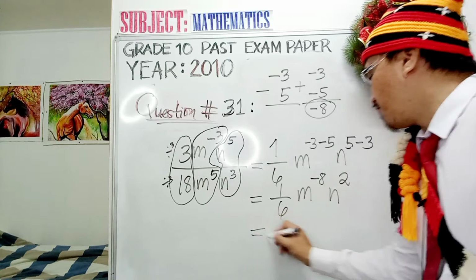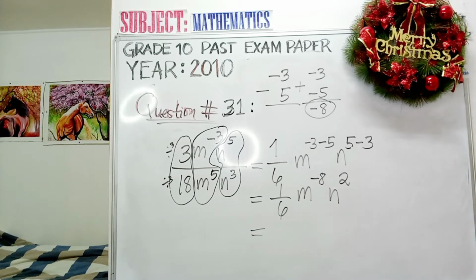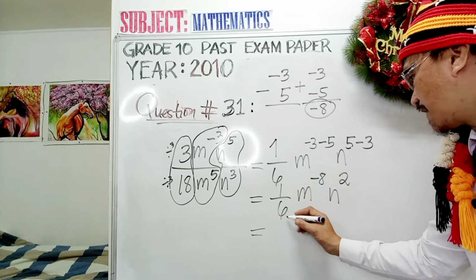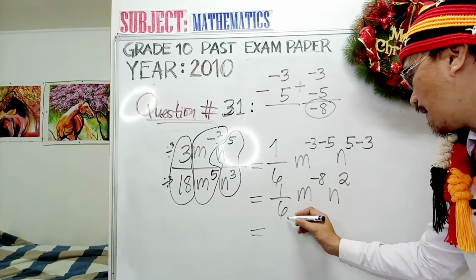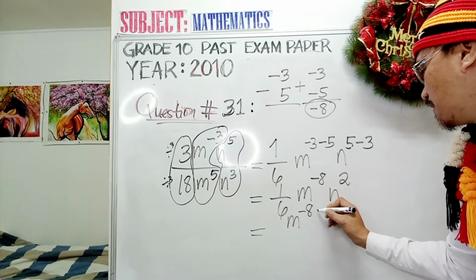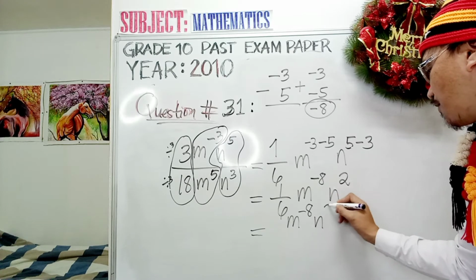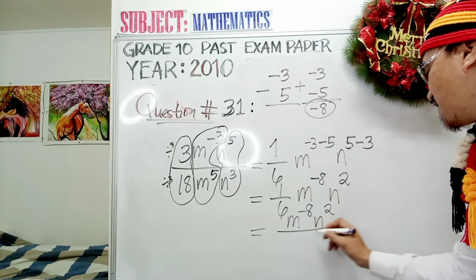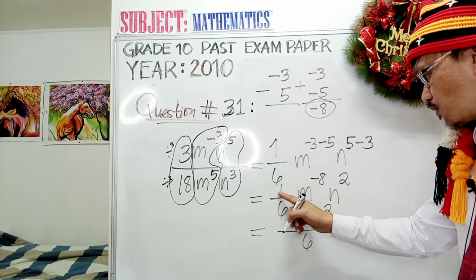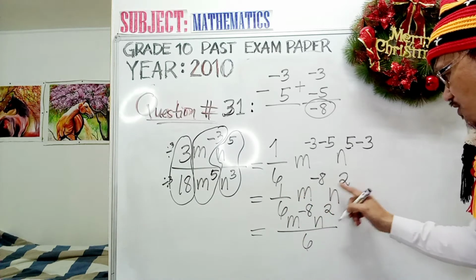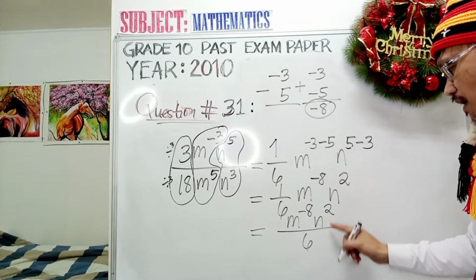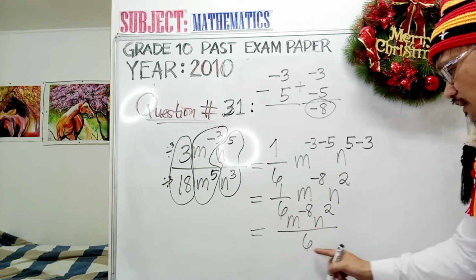So, therefore, the final answer is now equal to, okay, we can rewrite this one first like this, as m to the power of negative 8, and then n to the power of 2 divided by 6. Okay? So I have here divided by 6 because 1 times this whole expression is equal to m to the power of negative 8, n to the power of 2, then all over 6.